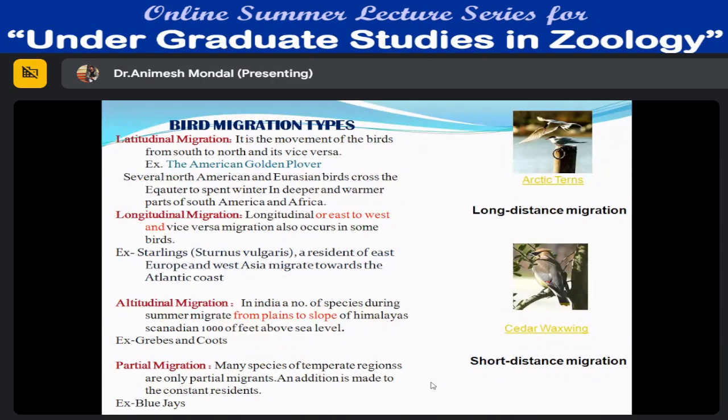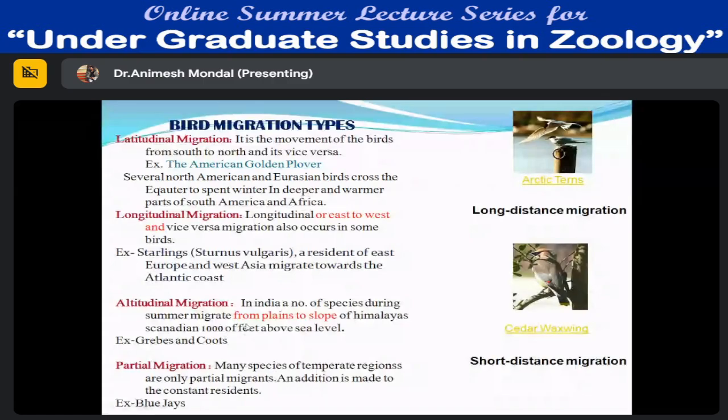And in case of the longitudinal migration, that means moving from east to west or vice versa. Starling moves from east to west, that means from Europe to West Asia and to the Atlantic coast. And in case of the altitudinal migration in India, a number of species during summer migrate from plains to the slope. An example is grapes and coots. Now this altitudinal migration is observed in case of the Himalayan snow patch.